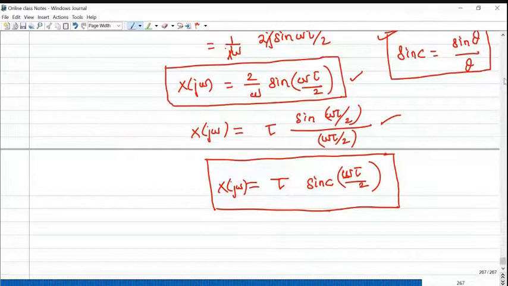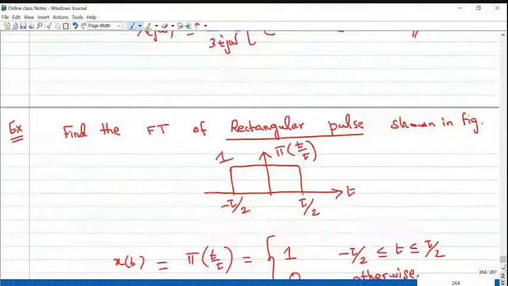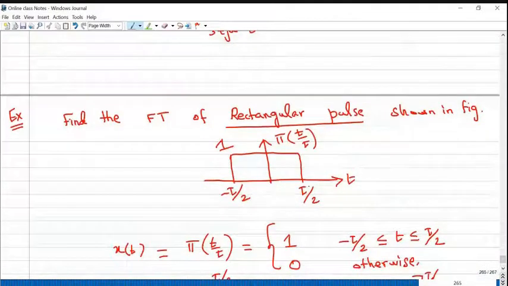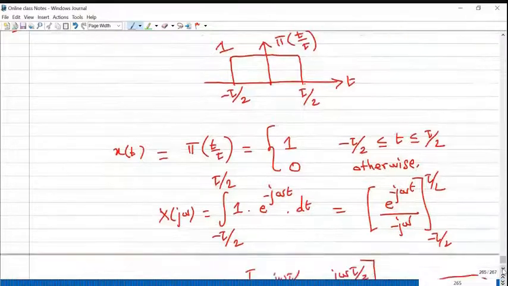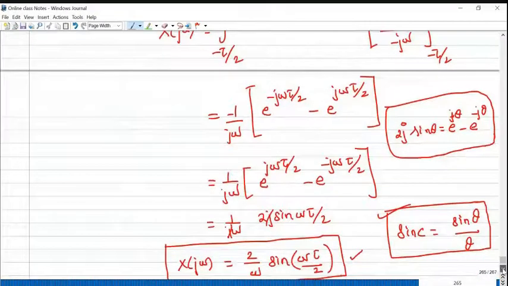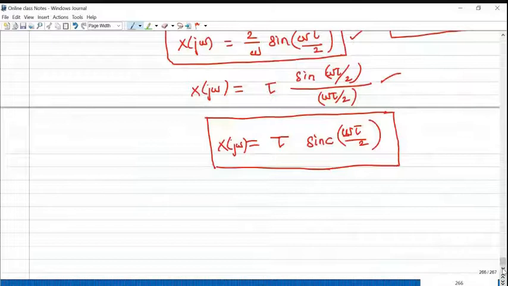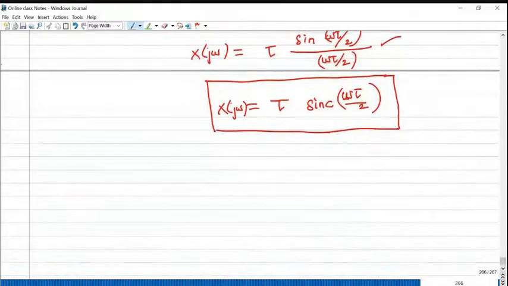So what is tau? Know this: from this point to this point, this is minus tau by 2 to plus tau by 2. It's a very important problem, a simple problem only. But you have to do the integration very carefully, and the final answer should be written in the form of the sinc function.